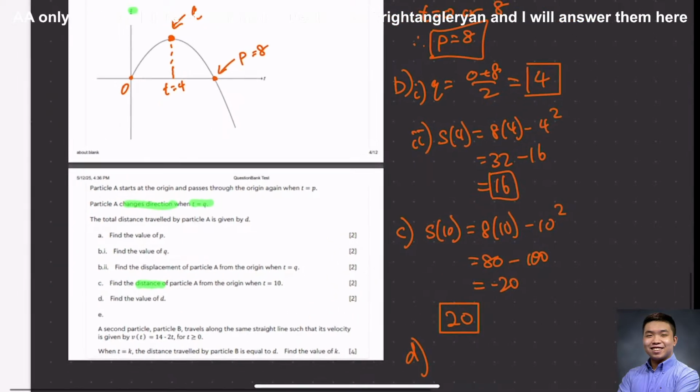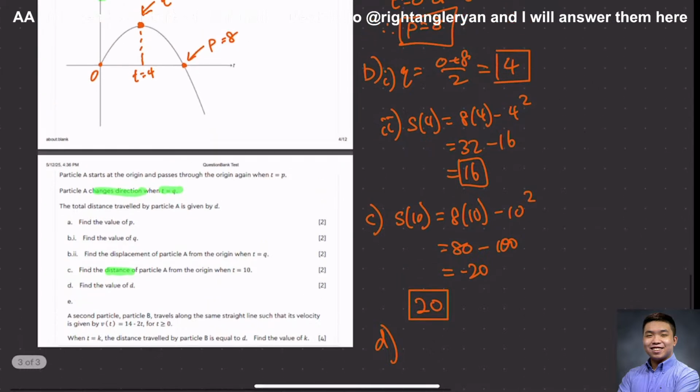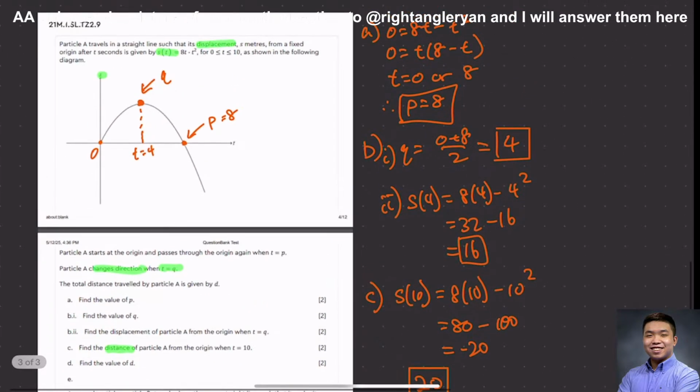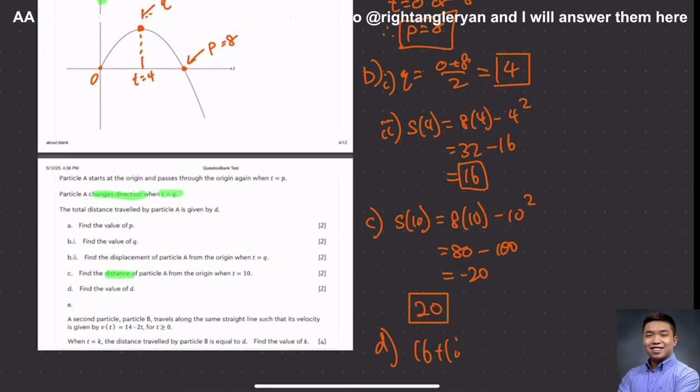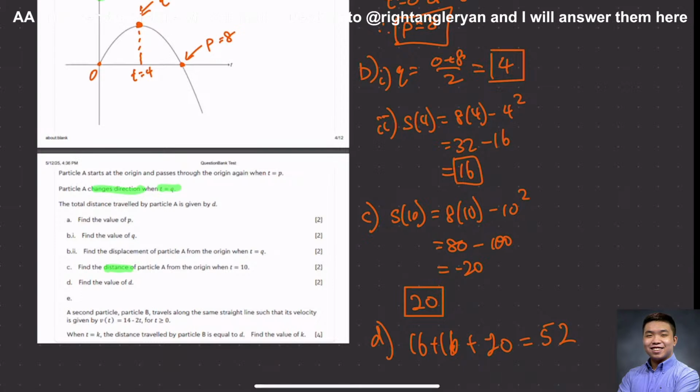Part D. Find the value of D. What is D? The total distance traveled. Well, we can just do this with some common sense. From here, we know it went all the way to the displacement here, part B2. We know it went all the way to 16. So from here to here, it went 16. From here to here, it went 16 again. So 16 plus 16 plus, the last part here is 20. So it's equal to 32 plus 20. So it's going to be 52. Okay? Next.